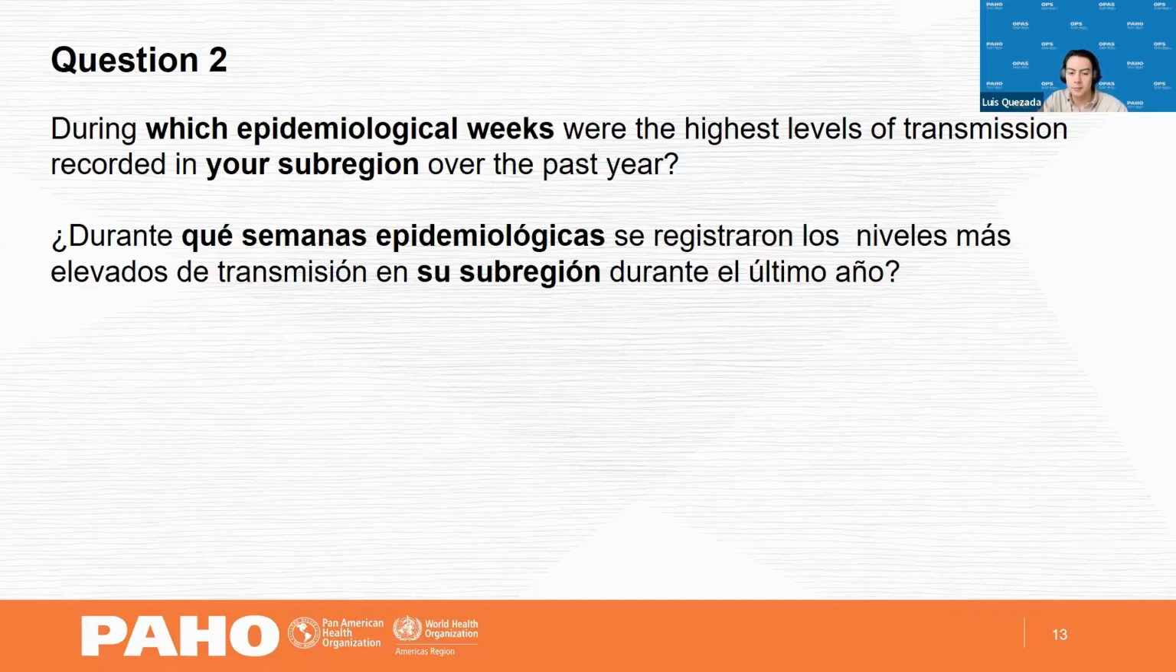In this case, a high level would be above basal levels, which would be green. And to answer these questions, you need to set a range of epidemiological weeks. You could pick one week in particular. So we are trying to use the weeks that could be of interest for us.